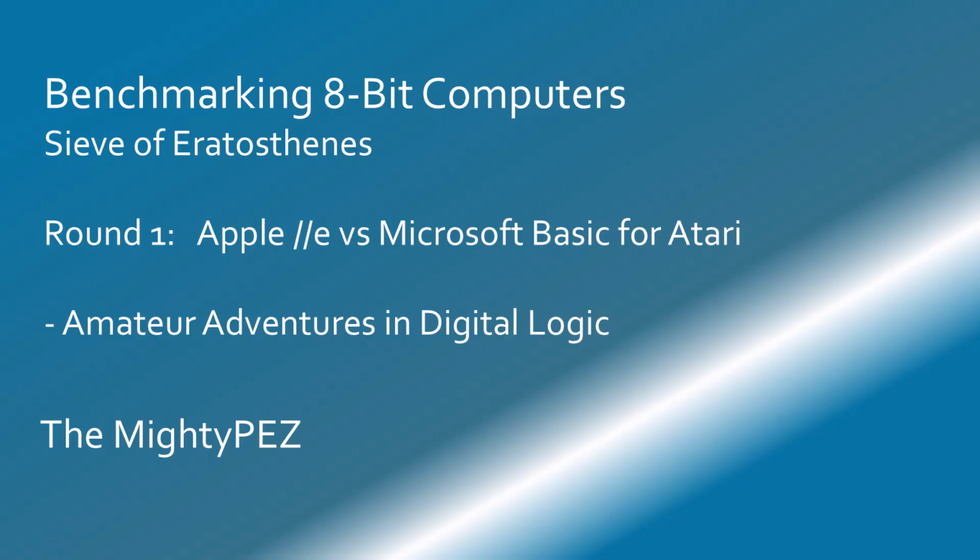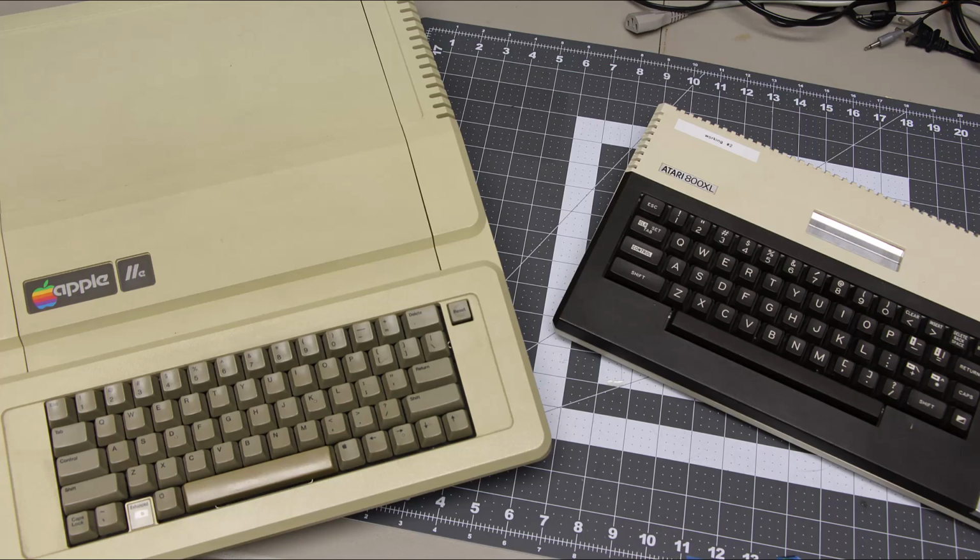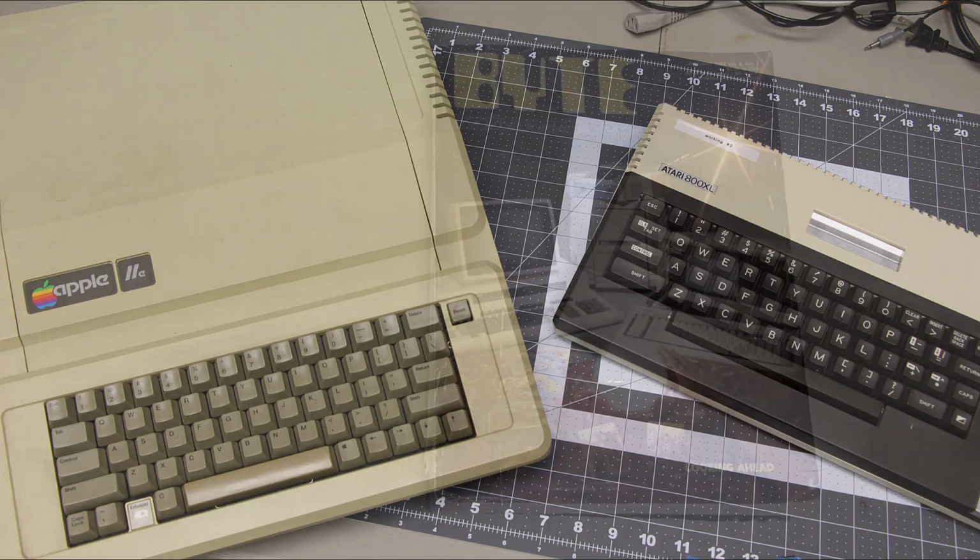Hello, I am the Mighty Pez. In this video, we will be comparing the performance of two of my 1980s retro computers using a well-known algorithm, the Sieve of Eratosthenes, as implemented using standard BASIC interpreters from these systems. So please, join me for this showdown to determine who is the king of the performance hill.